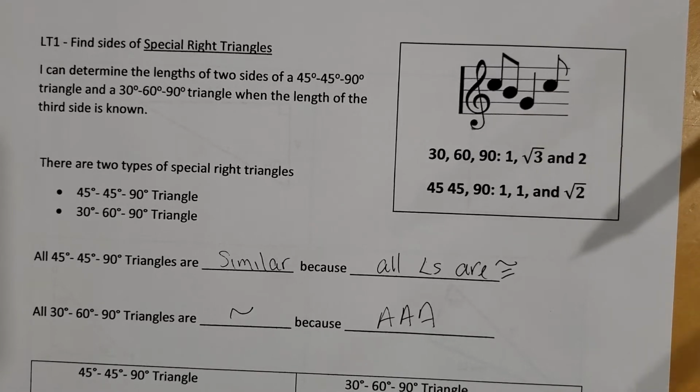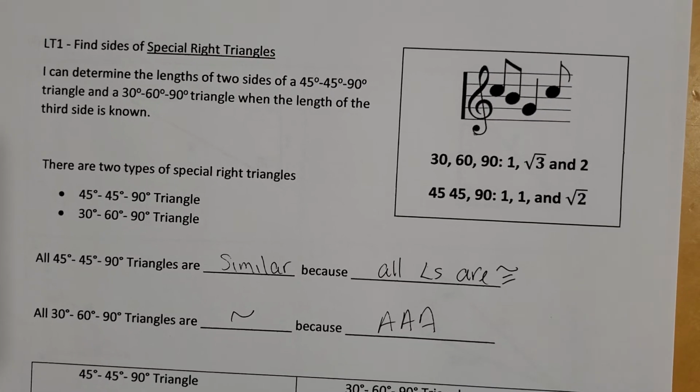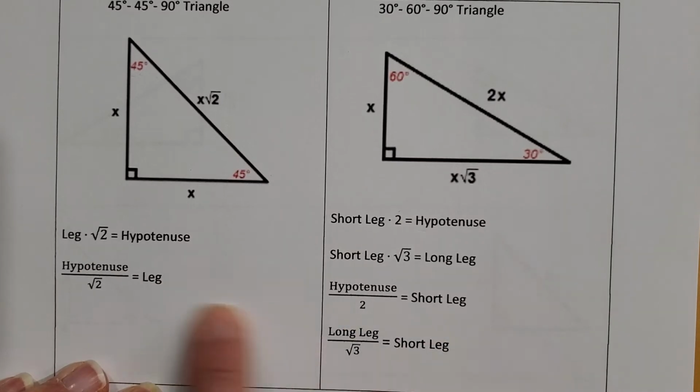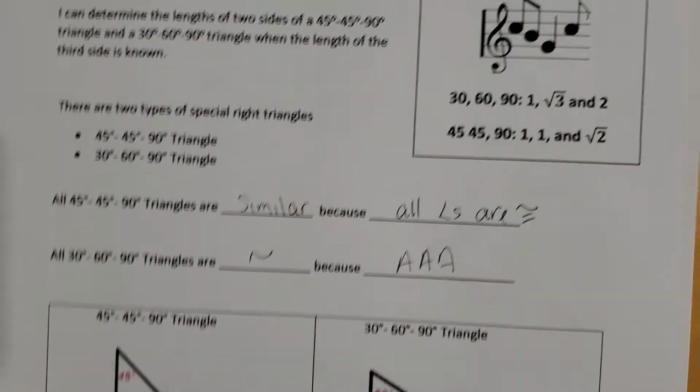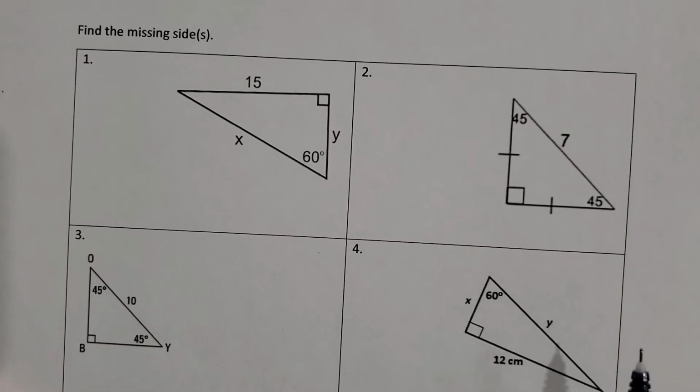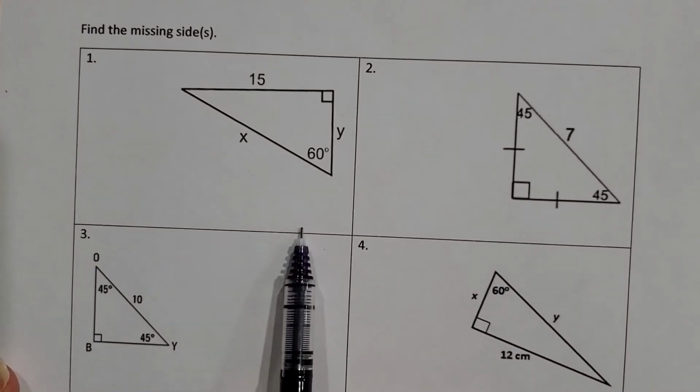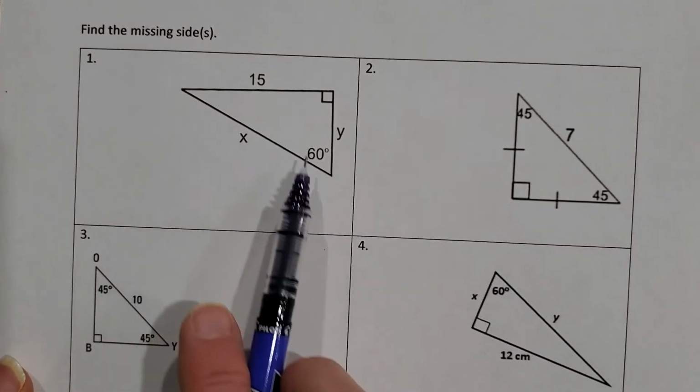So I might sing that again, but we're going to get to it right now. So remember, I'm going to show you a couple. I'm going to show you a shortcut. The shortcut is memorizing this relationship. And so if you have one side, you just know how to multiply or divide to get to the next side. And the other one is using similar triangles. So we're going to try both of those. Okay, so first one, know which kind of triangle it is. So this is a 30, 60, 90 triangle.